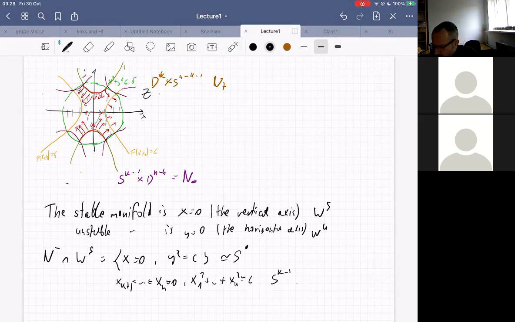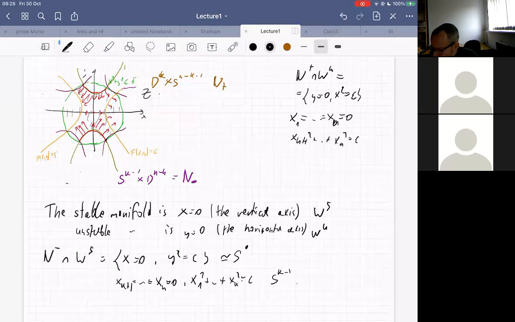And likewise, we can say n plus intersected with WU is equal to y equals 0, x squared is epsilon. This is the two-dimensional picture. I draw both two-dimensional, and if you understand the two-dimensional picture, we understand also the multidimensional. And x_1 equals ... x_k equals 0, x_{k+1} squared plus ... plus x_n squared is epsilon. So this is S^{n-k-1}.